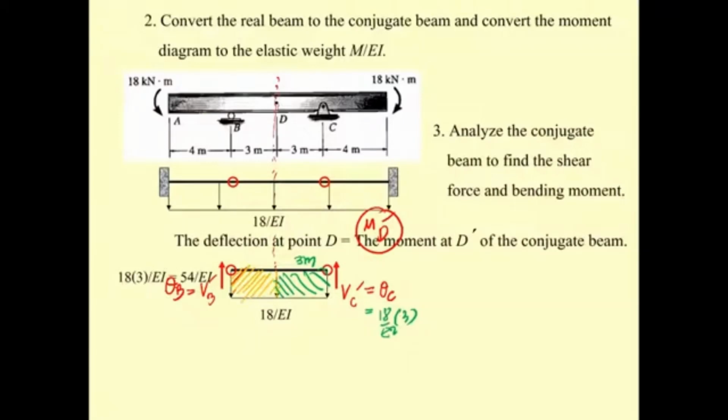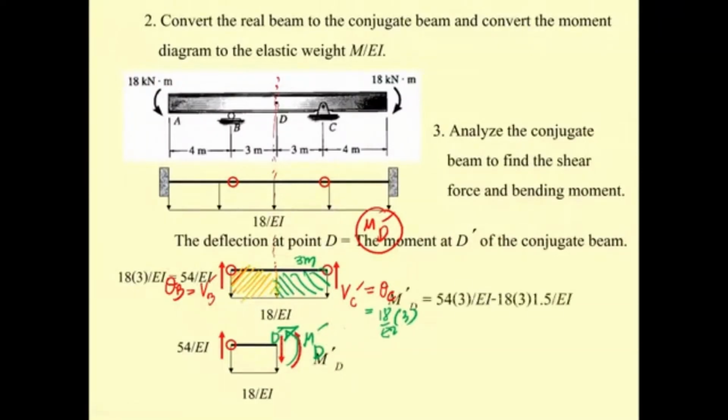And if you take the left portion, then you can draw the free body diagram like this, and this is going to be M sub D prime. This is D prime. And you just do the summation of the moment. You may put this over here. Summation of the moment at what?